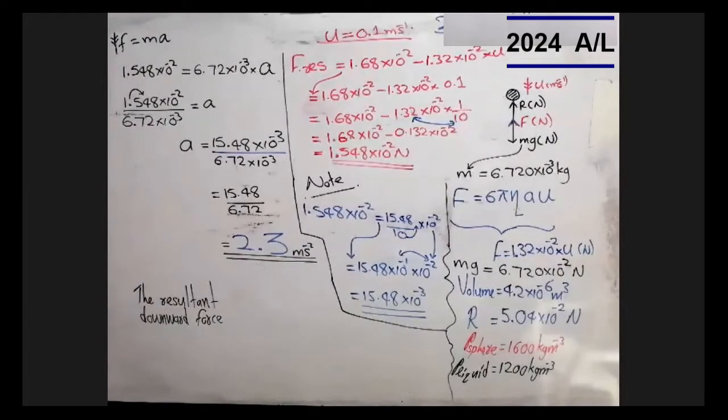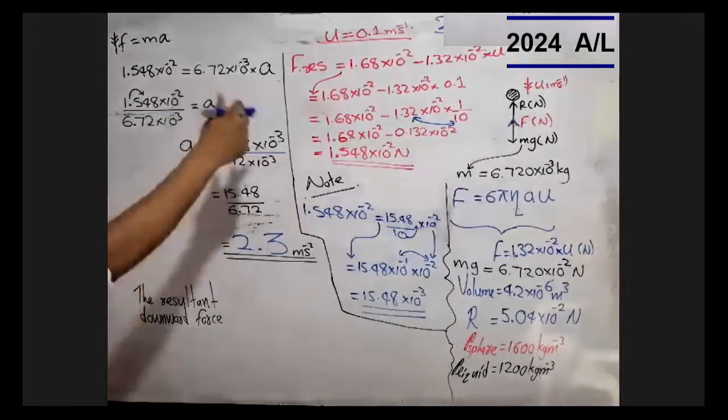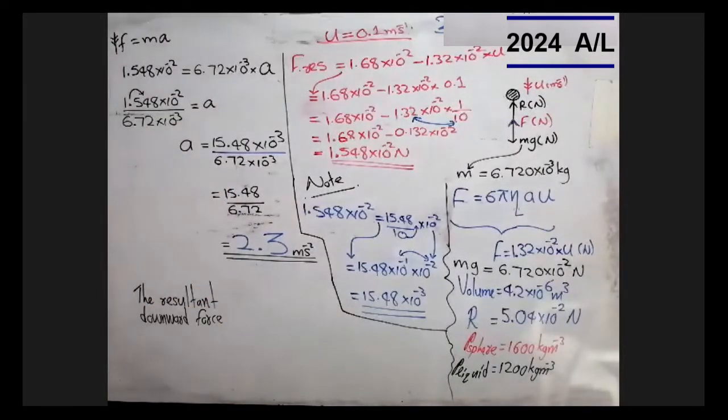Let's try to do the same thing. And you can find so many similar questions in your past papers and school term test papers. Let's discuss them also. You will find so many similar questions in your school term test papers as well as advanced level past paper questions. Right now, let us take the velocity as 0.2 meter per second.